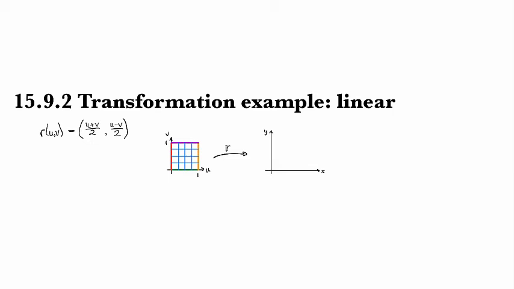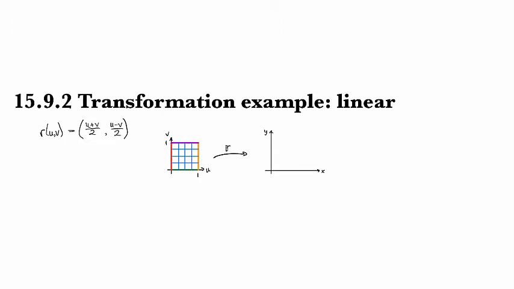So in this clip, we're going to look at the example of this transformation here. R of u,v is given by (u plus v)/2 in the first coordinate and (u minus v)/2 in the second coordinate. And we'll see how this can be used to set up an integral.